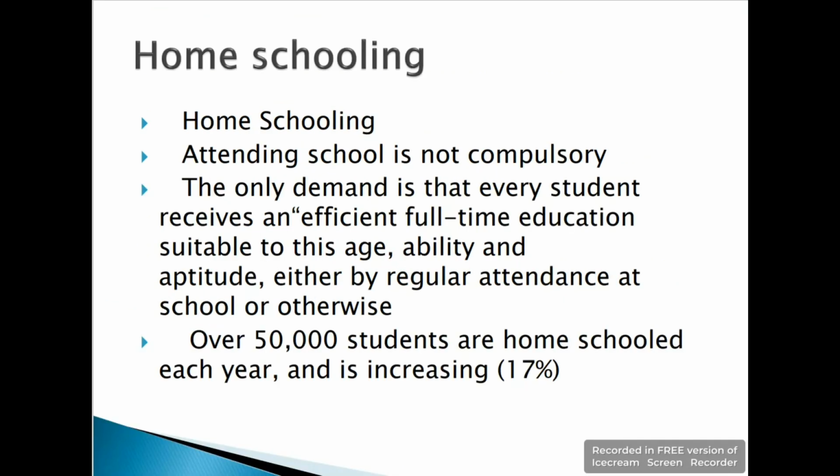Now about homeschooling. In homeschooling, attending school is not compulsory. The only demand is that every student receives an efficient full-time education suitable to their age, ability and aptitude, either by regular attendance at school or otherwise. Over 50,000 students are homeschooled each year and it is increasing by 17%.